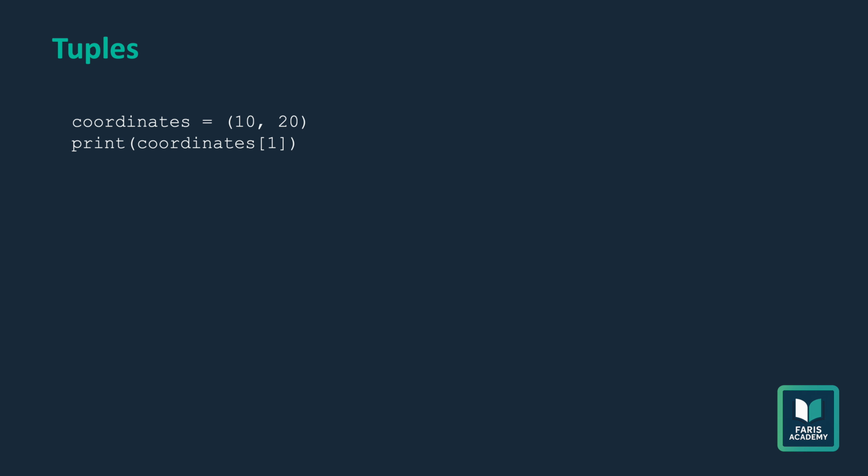Tuples are similar to lists, but immutable, meaning they cannot be changed. They are faster and are ideal for storing fixed data like coordinates or constants.